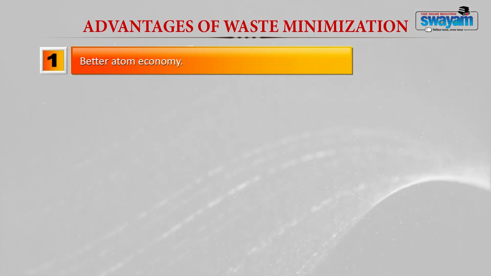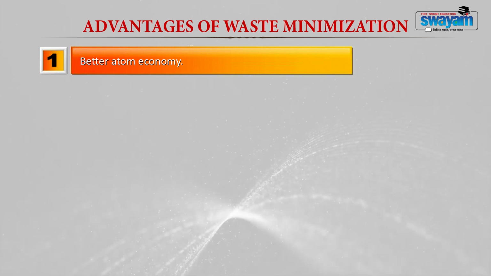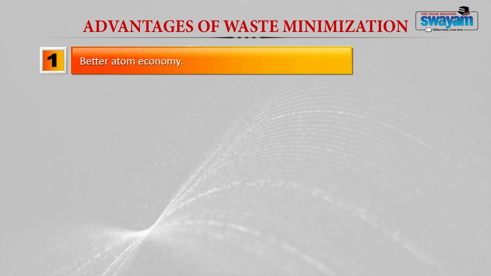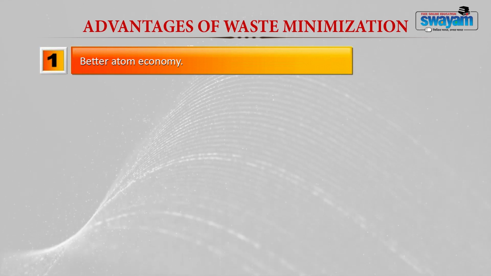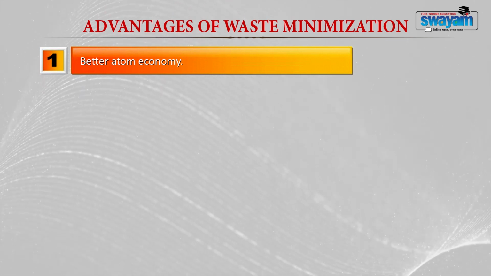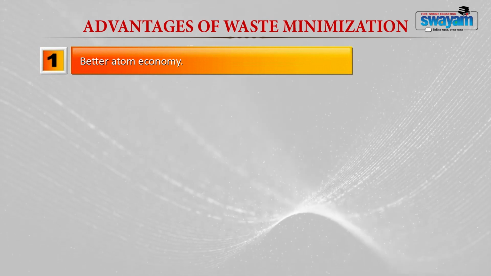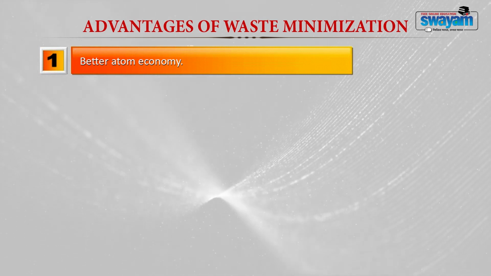Here I will suggest the students, please have a look at the 12 principles of green chemistry. If you read those principles of green chemistry, you will find that by better atom economy, the waste production can be minimized to a large extent.